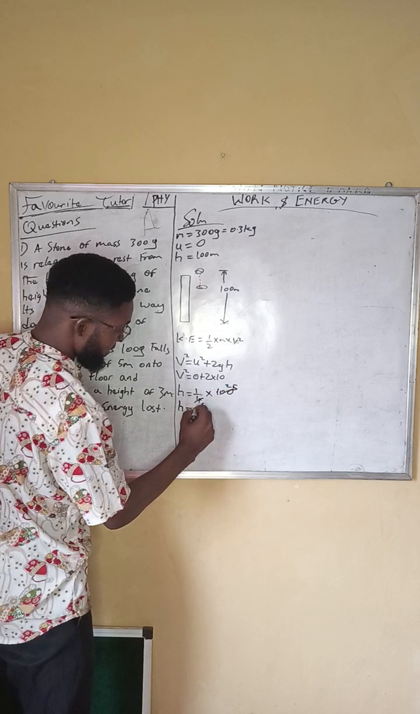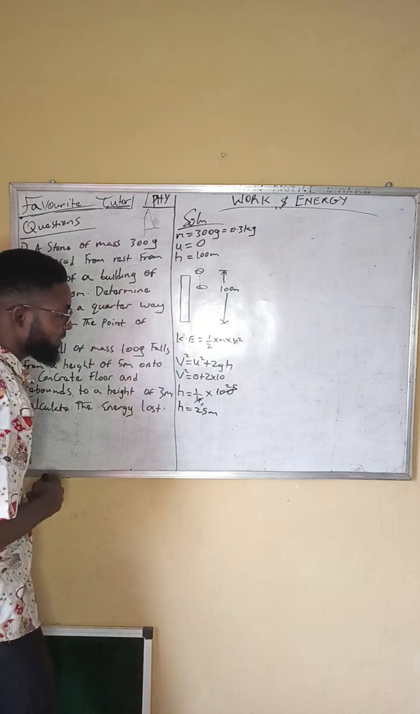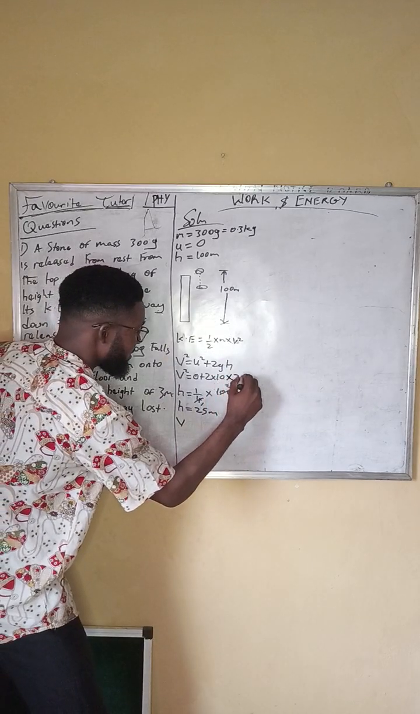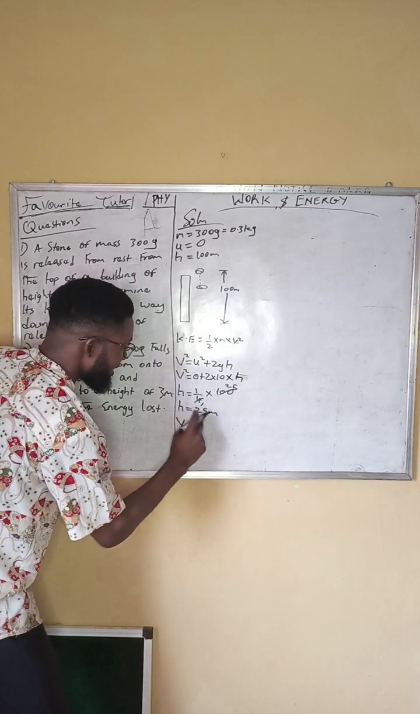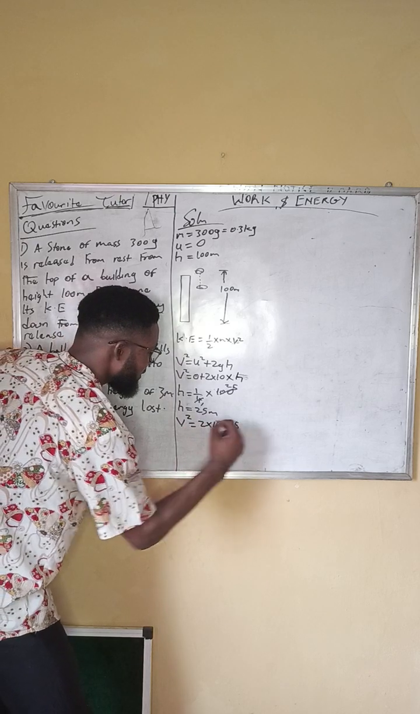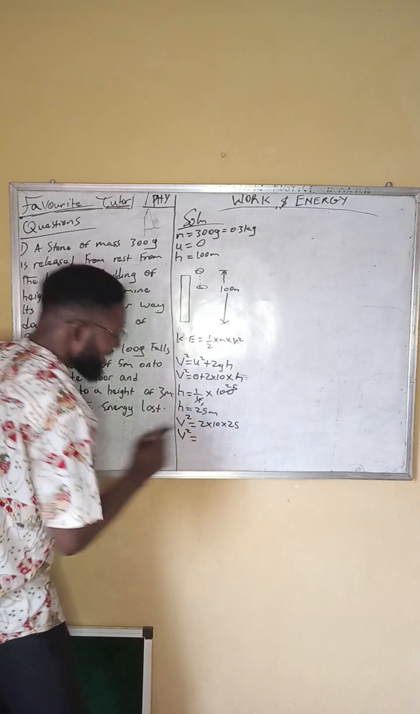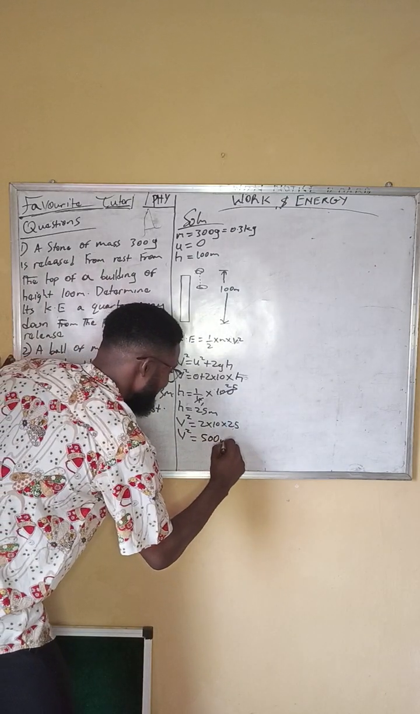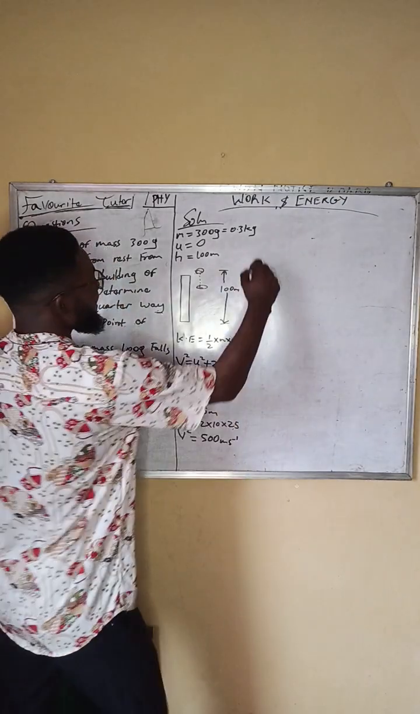So this is equal to 25. Yes, the height right here is 25. Okay, let me do it again. v square is equal to 2 times 10 times 25. 2 times 10 is 20. 20 times 25 is 500. So we have v square as 500 meter per second squared.